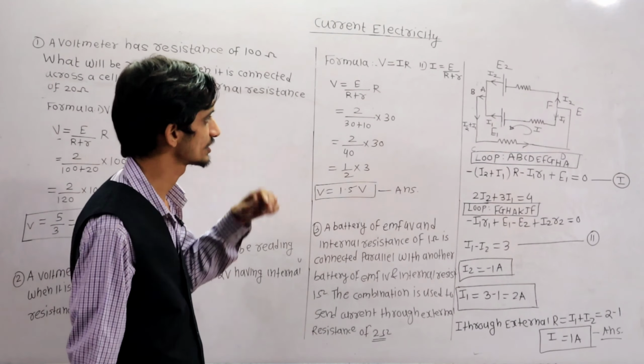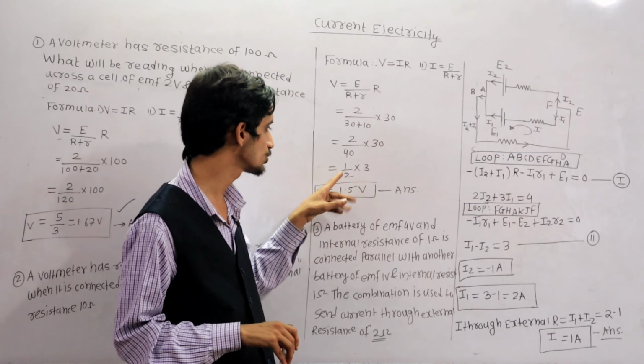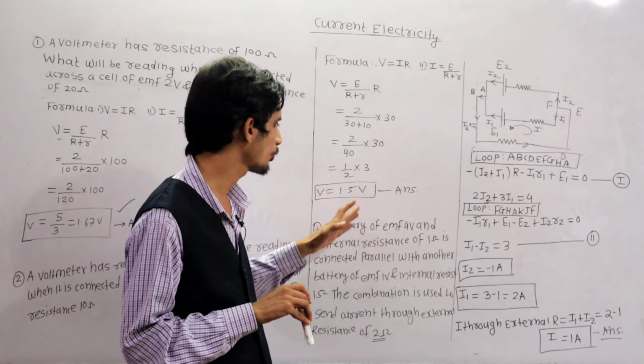Now the revision of all these formulas we have taken when we completed the quick revision, in which part 2 was dedicated to only formulas. Clear? So all the formulas have been covered in that lecture. So V is equal to E upon capital R plus small r into capital R. Now EMF of cell is 2 volt upon 30 plus 10 into 30. So answer for this question is actually 1 by 2 into 3, that is 1.5 volt.